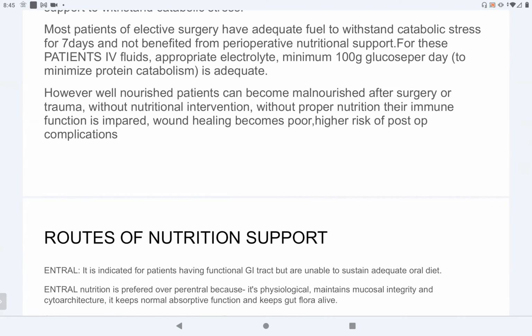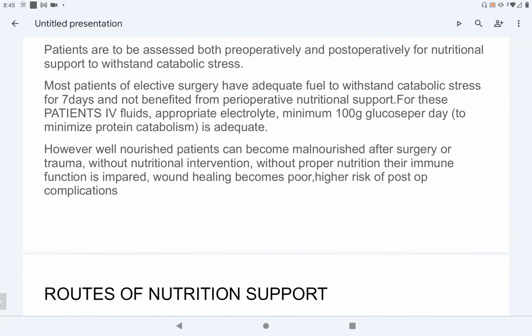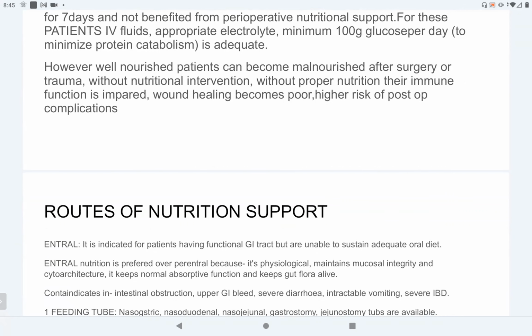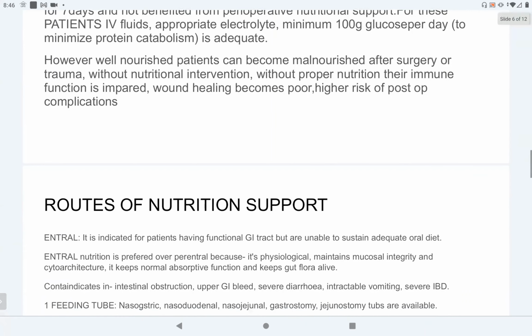For these patients, IV fluid, appropriate electrolytes, and a minimum of 100 gram of glucose per day is adequate to sustain their catabolic stress. However, a well-nourished patient can become malnourished after surgery or trauma without nutritional intervention. Without proper nutrition, their immune function is impaired, wound healing becomes poor, and there is a high risk of post-operative complications.